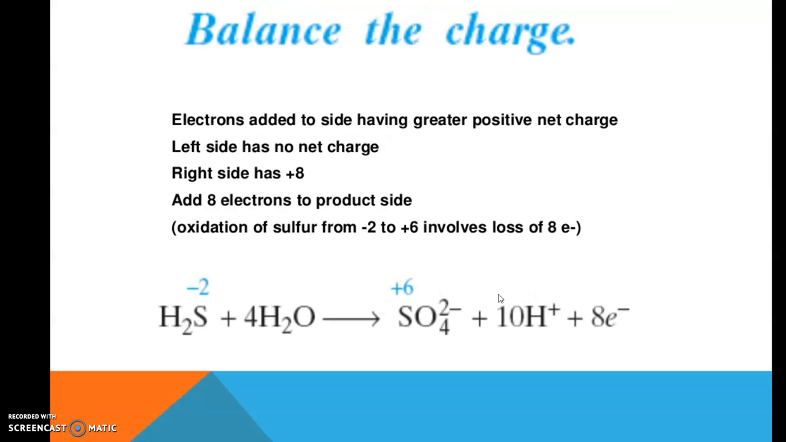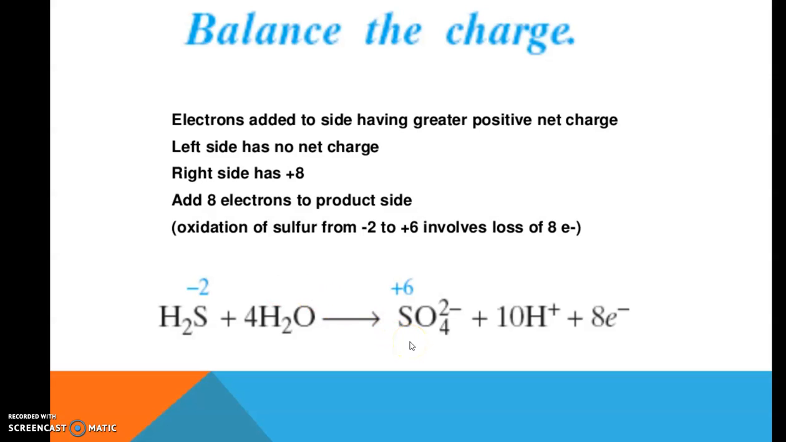The next step is balance the charge. So how can we balance the charge? Here minus 2 to plus 6. So we have to add electrons to balance the charges. If we take the left side, here plus 2, plus 2 minus 2 is 0. Then here minus 2, 4 is there, so minus 8. Then this is also plus 8, so it is 0. On the left side it is 0.